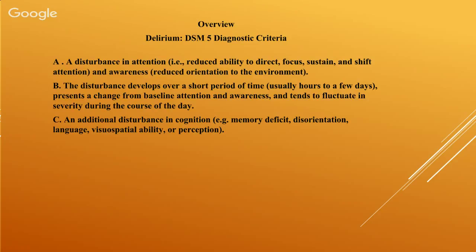Overview: Delirium, according to the DSM-5 diagnostic criteria, is a disturbance in attention, for example a reduced ability to direct, focus, sustain, and shift attention, and awareness, which is reduced orientation to the environment. The disturbance develops over a short period of time, usually hours to a few days, presents a change from baseline attention and awareness, and tends to fluctuate in severity during the course of the day. There is an additional disturbance in cognition, for example memory deficit, disorientation, language, visuospatial ability, or perception.